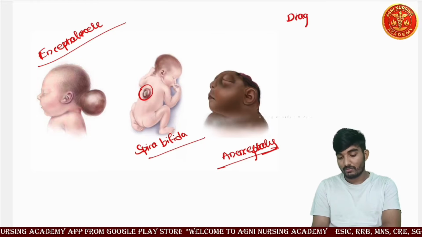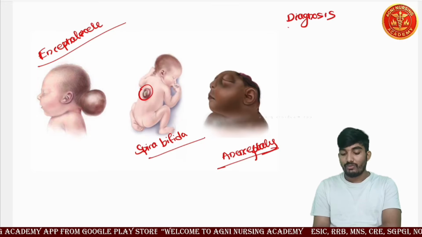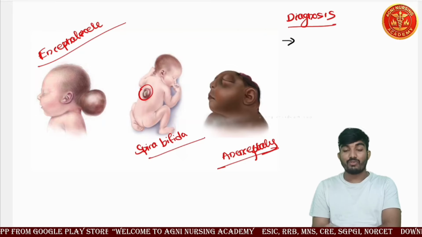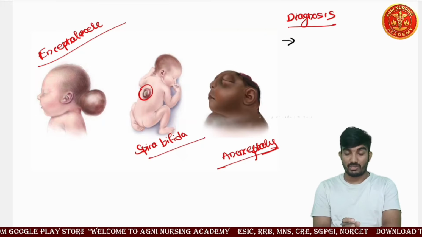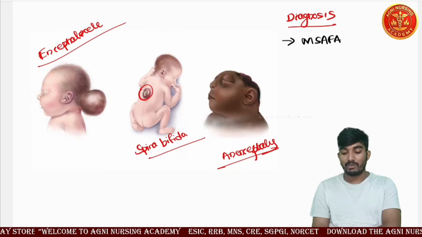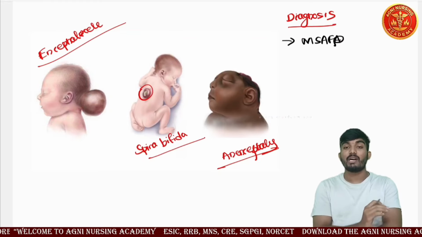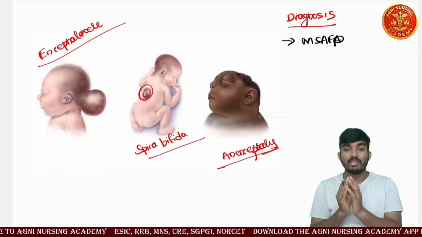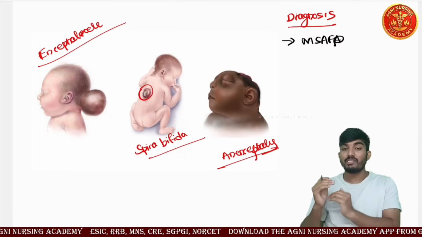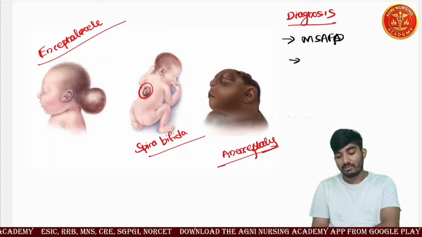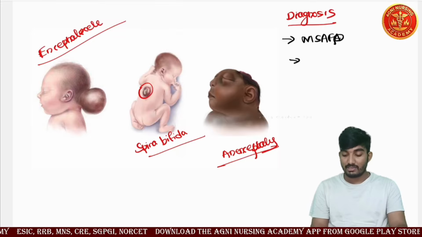How can we diagnose neural tube defect? We take the amniotic fluid. In that amniotic fluid, we assess the maternal serum alpha fetoprotein level. If the level is increased, it indicates a neural tube defect. If the level is decreased, it indicates Down syndrome. And another test is acetylcholinesterase.